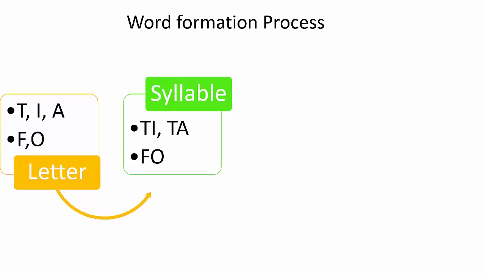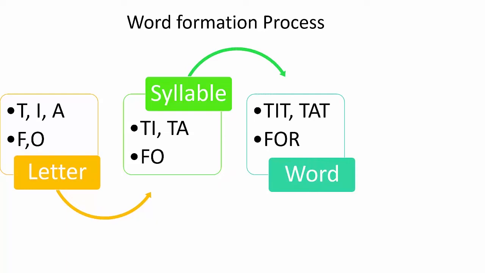Without a consonant, a single vowel, for example, the article A, can be a sound, a vowel, and it is itself a syllable, and similarly I as well. But without a vowel there is no syllable. A consonant alone cannot make a syllable. And how do syllables make a word? Tit, tat, and fur.